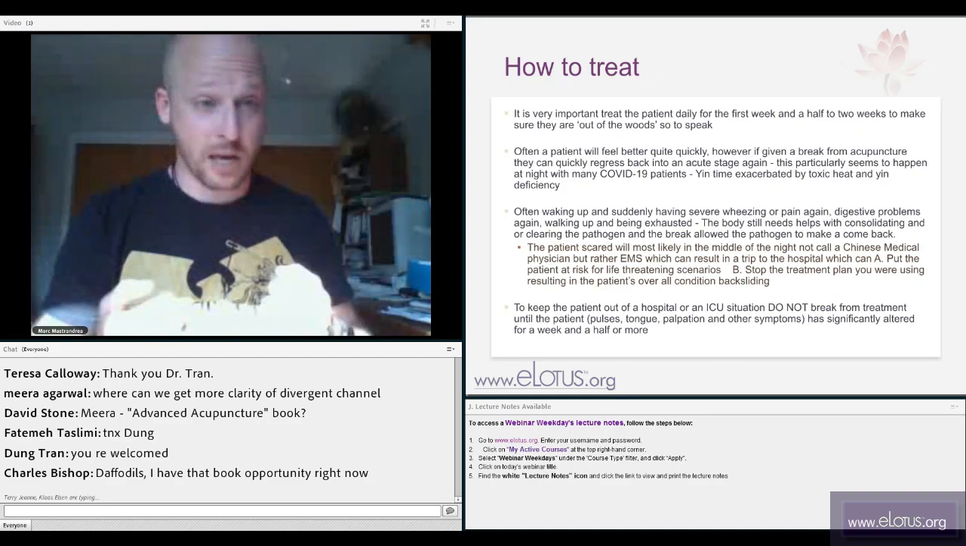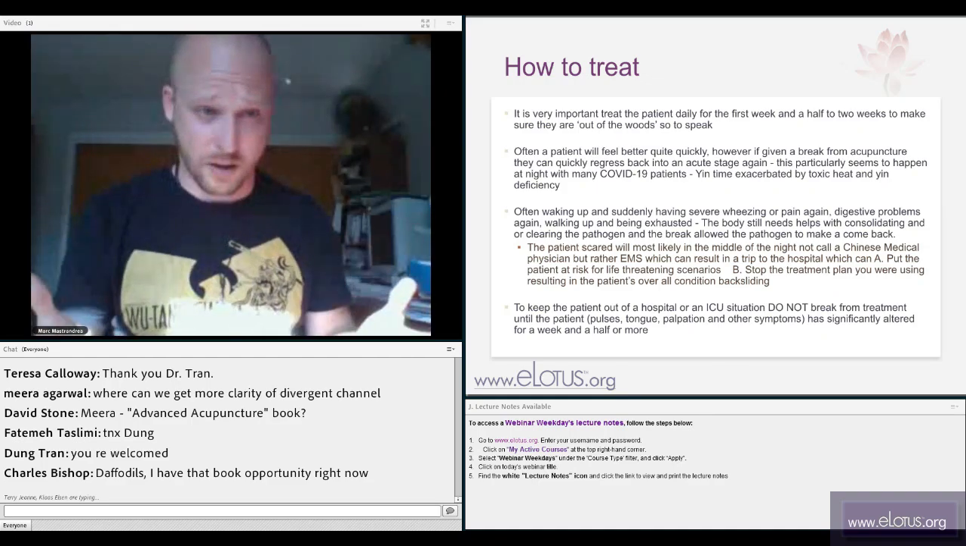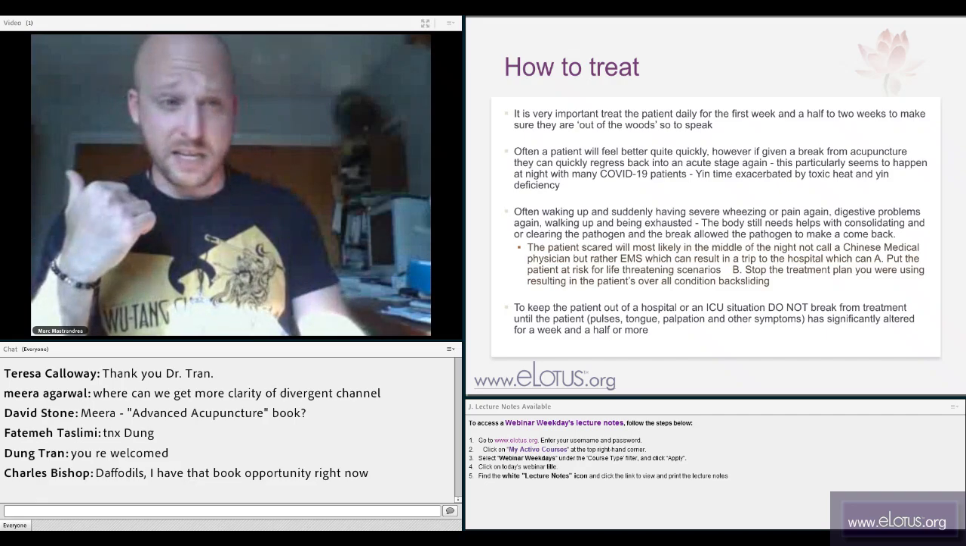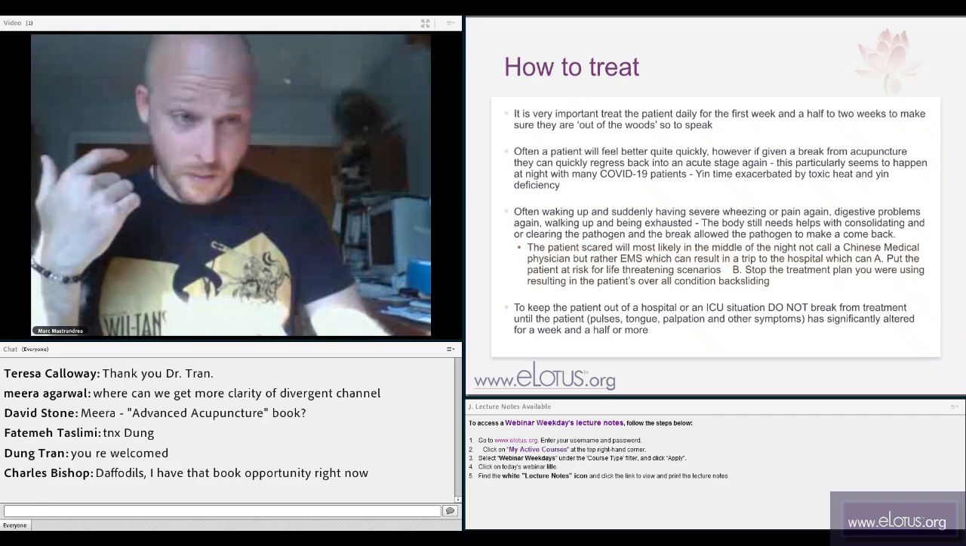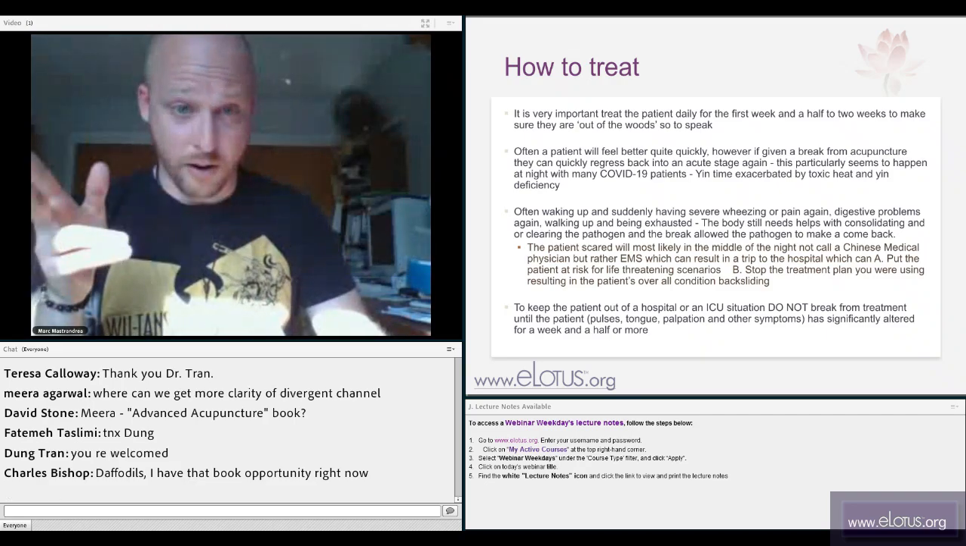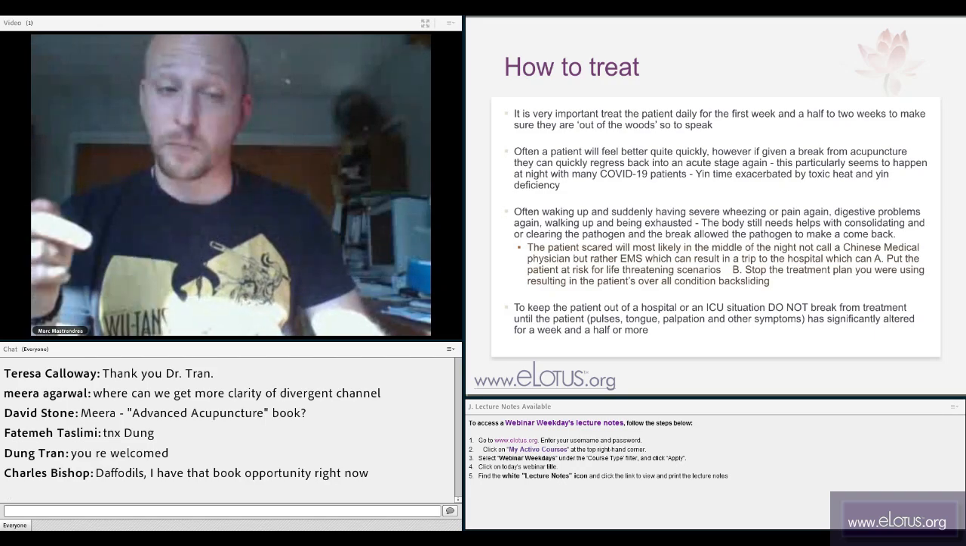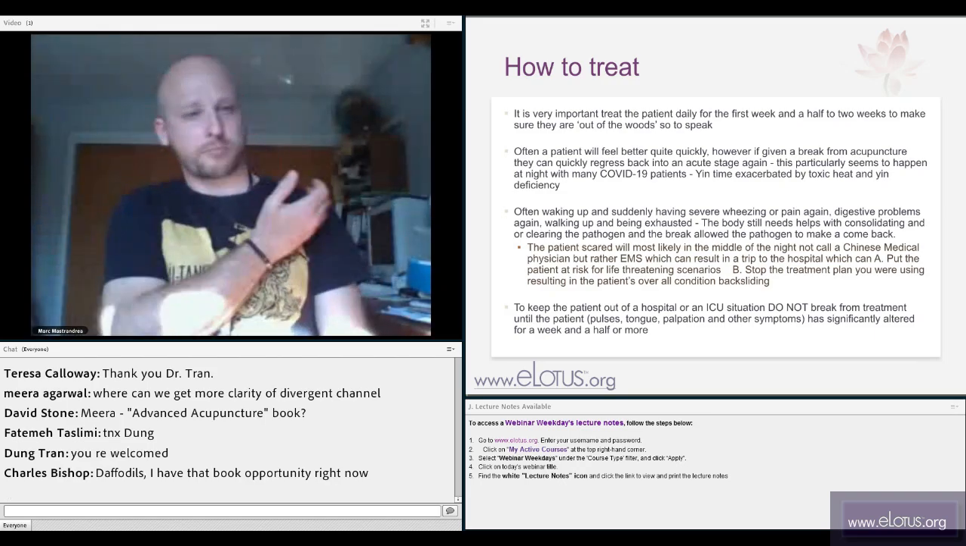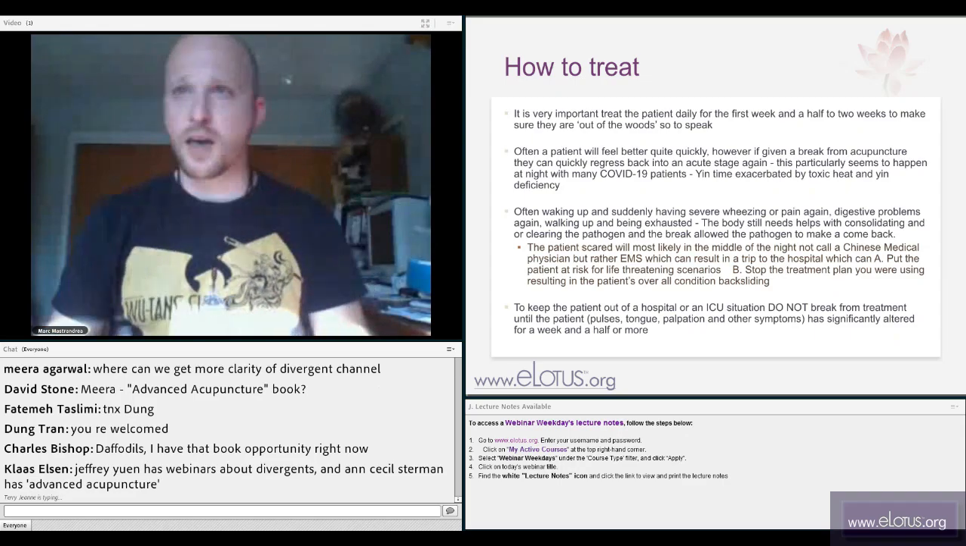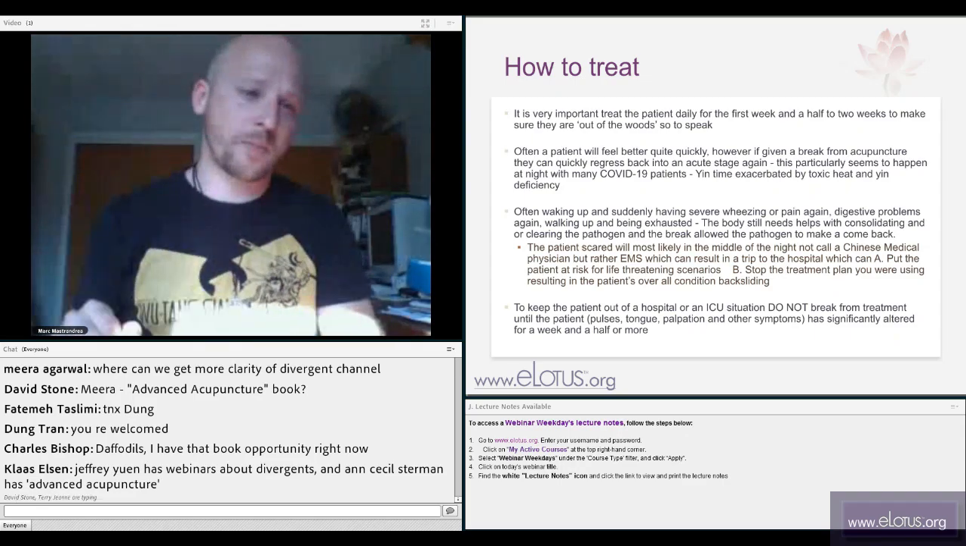This is medicine, right? Chinese medicine is medicine. You work it like medicine. So you're going to need to see them daily for up to the first week and a half or two to make sure they're out of this. Because oftentimes a patient will feel better, and you'll be like, oh, wow, two treatments. Man, I did good. This is great. Okay, yeah, you know what? That's a long drive. I'm just going to take a break.